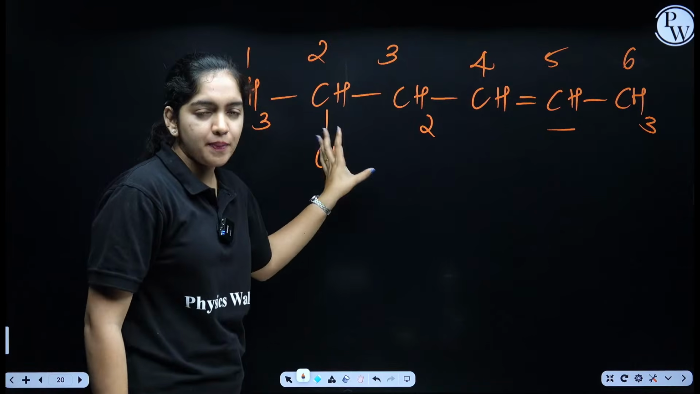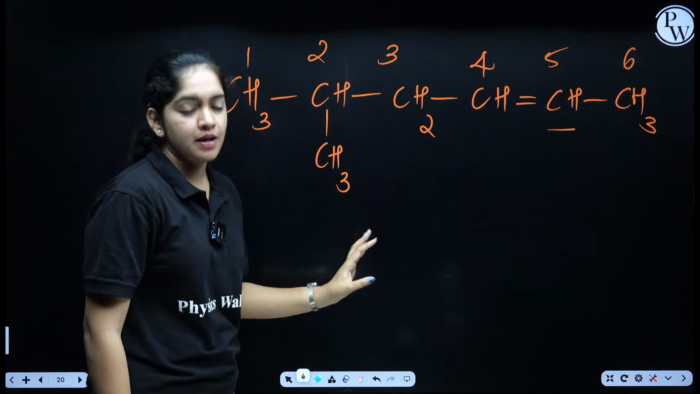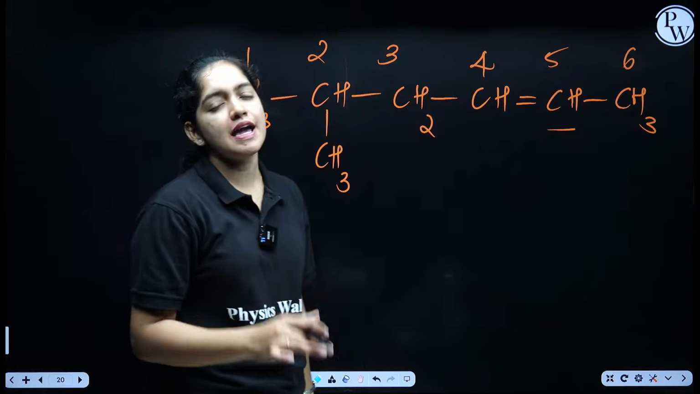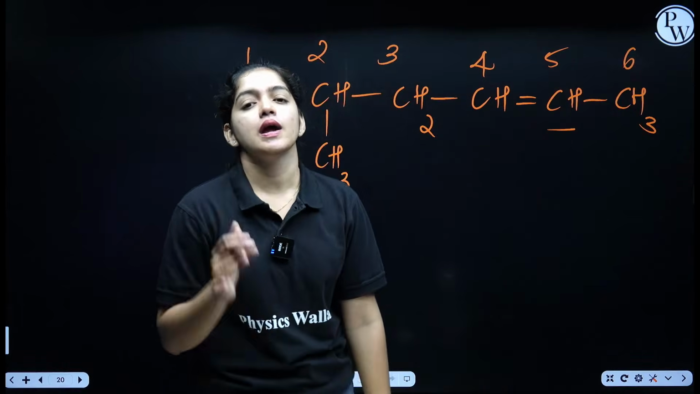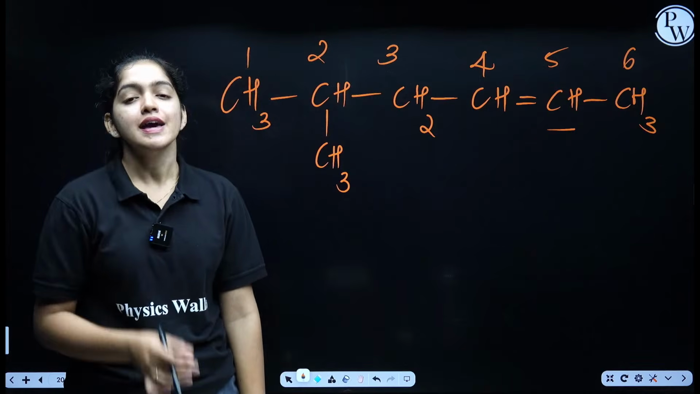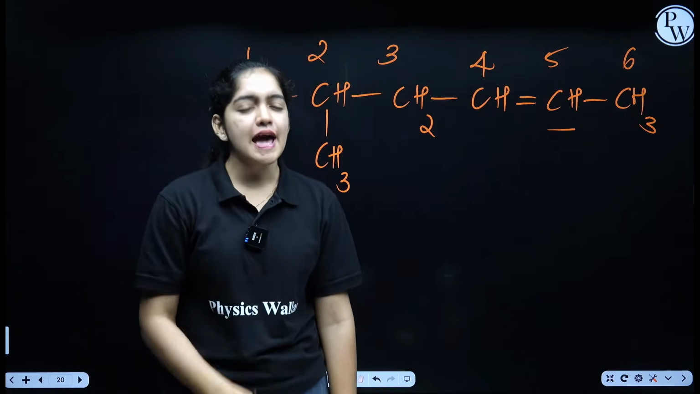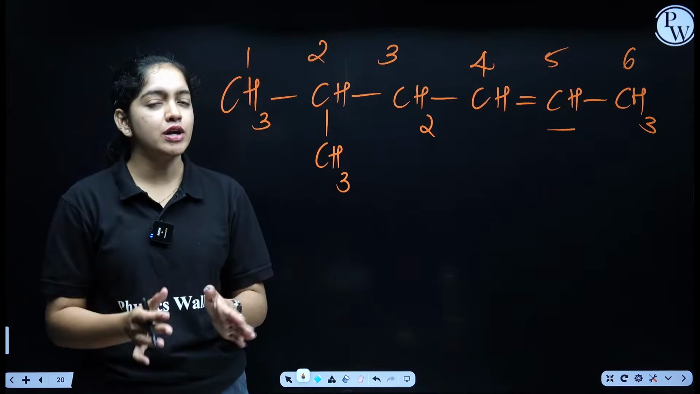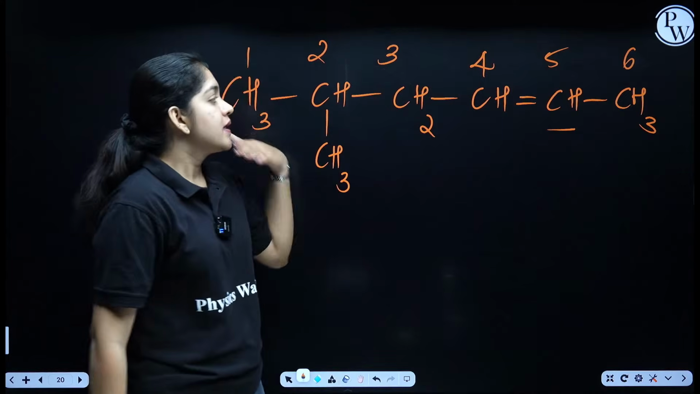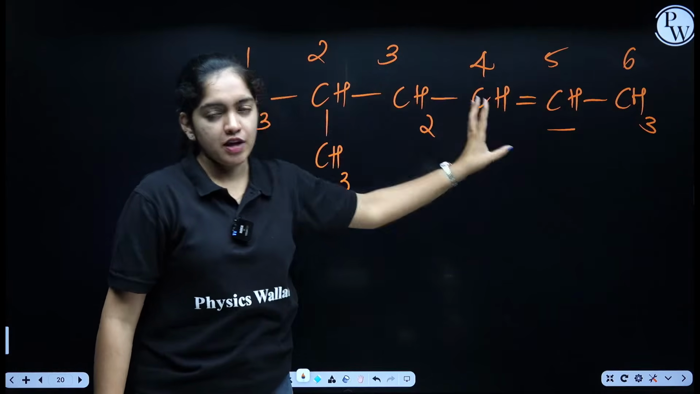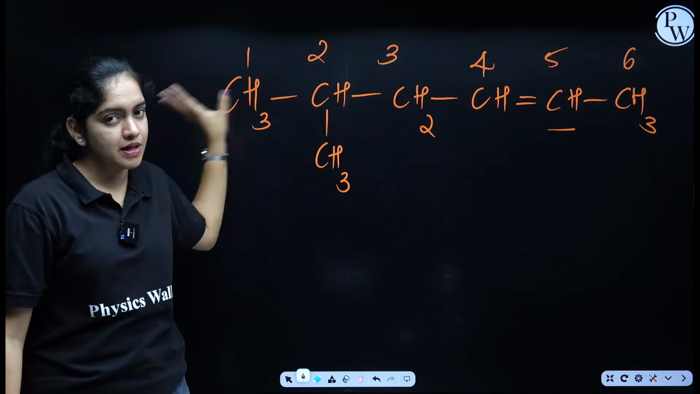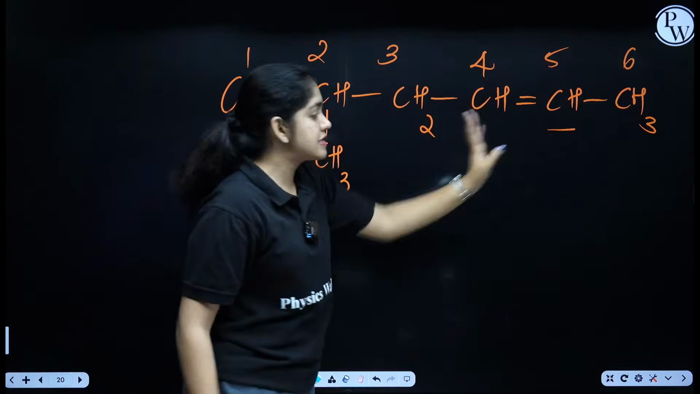Now, we have got a branch and a double bond is also present. The rule is that if branch and double bond are coming together, the priority will be given to the double bond. Okay, this is the next rule. If double bond is starting there, we can start numbering from that side. If double bond is starting from here, we can number it from here. Okay, so double bond is here, so we can start from this side.